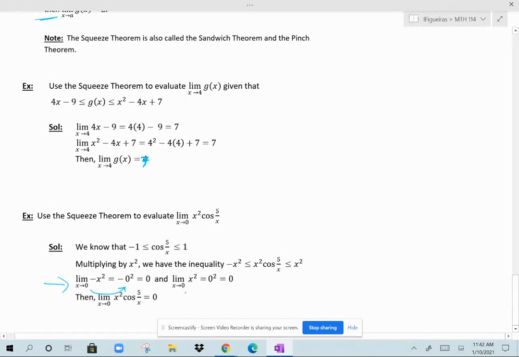Same thing here. I have the limit as x approaches 0. I can apply direct substitution into x squared. So I have 0 squared equals 0. These are equal. And because they are equal, the theorem states that I can then conclude that the one in the middle must also equal 0.